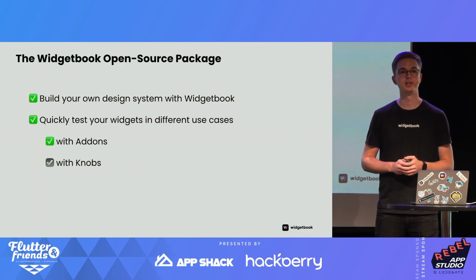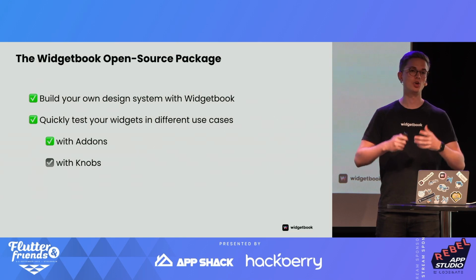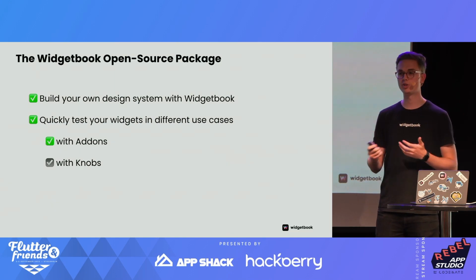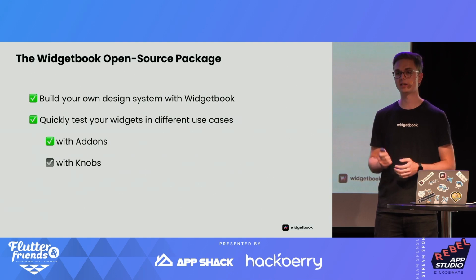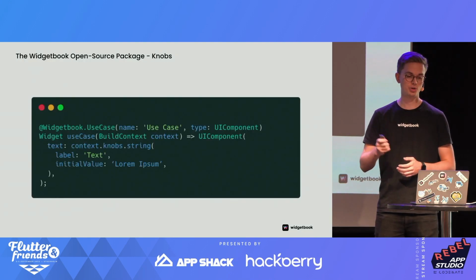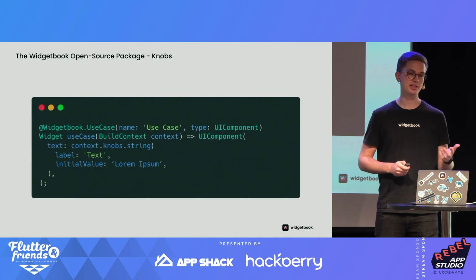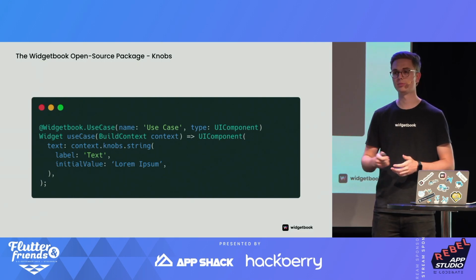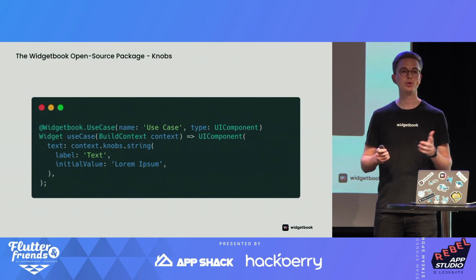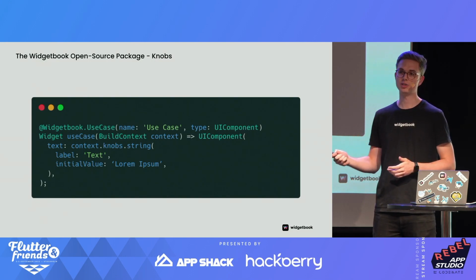We also have knobs. So what we learned now with add-ons is that we can basically test our widgets against the global properties of the app. But what about widget-specific properties? That's exactly why we built knobs. So how knobs work is we have this use case example here, where we want to include a UI component in Widgetbook. In this case, the UI component has one required parameter, called text. And we have to provide a string now. And while we could just include lorem ipsum directly in the text, we could also use a knob here. And the knob allows us to dynamically override the value in the Widgetbook UI.